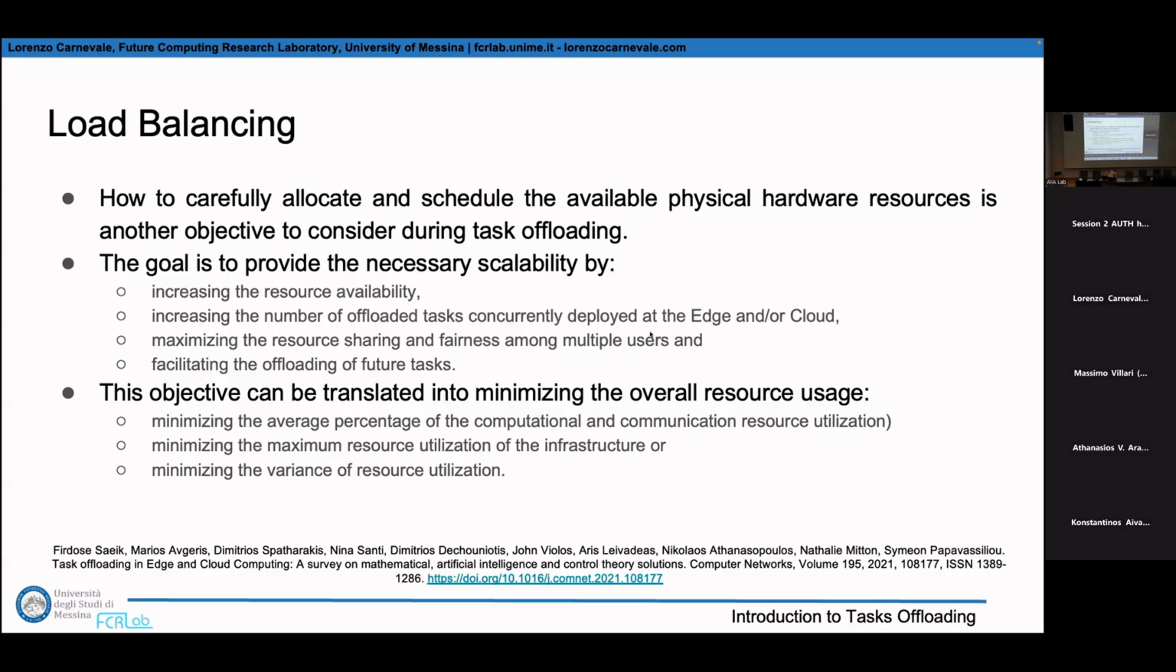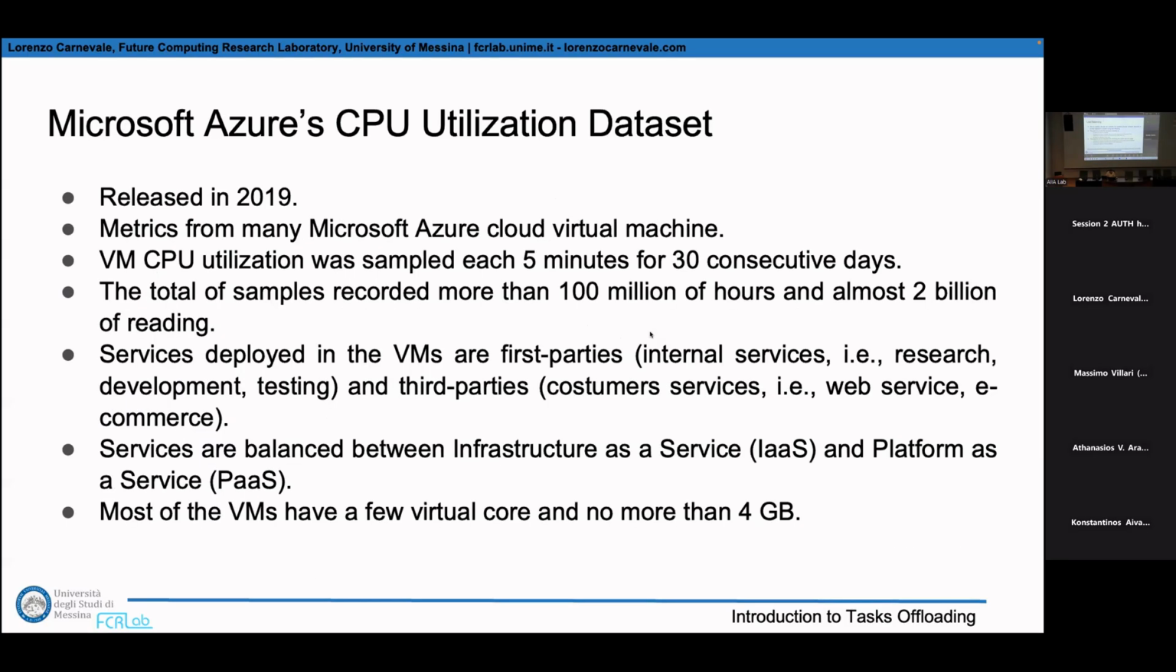The objective can be translated into a minimization problem. For example, the minimization of the average percentage of the computational and communicational resource utilization, the minimization of the maximum amount of resources used by the infrastructure, or minimizing the variance of resource utilization.